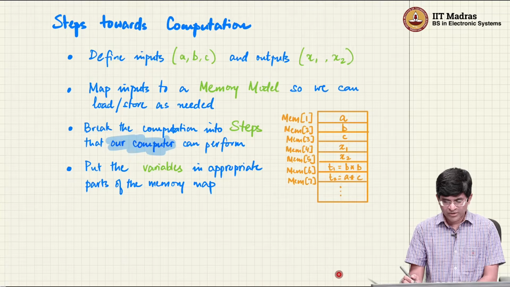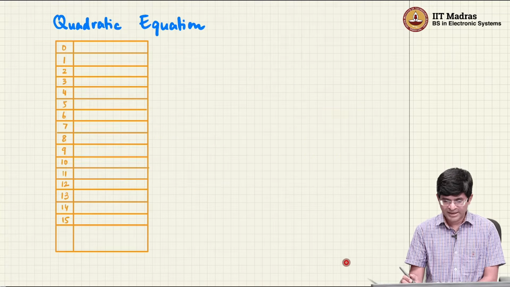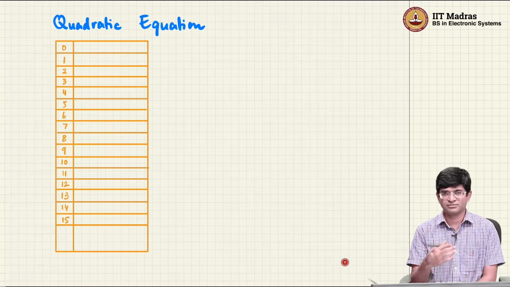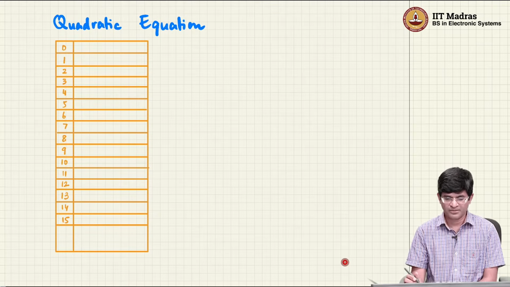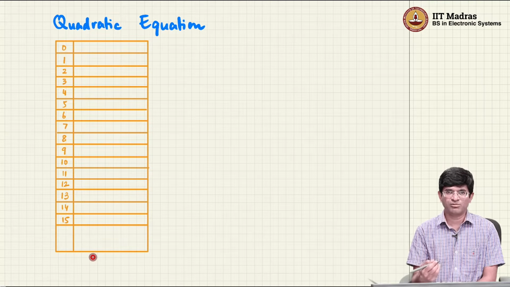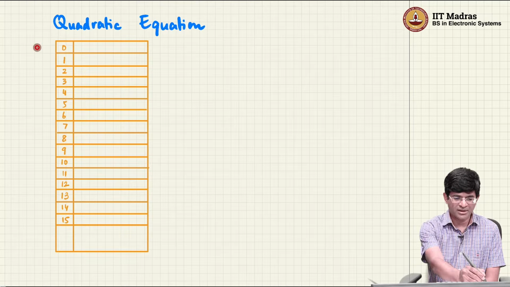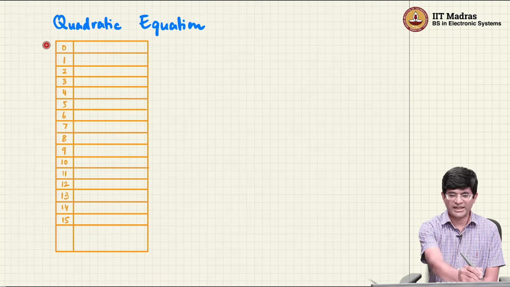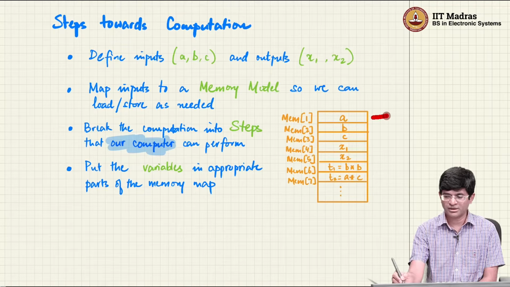So with all of this in place, let's go forward and actually work through the computation. What I have over here on the left-hand side is a model of my memory. One thing you will notice is I have started the memory from mem of 0. I had mentioned mem of 1 over here.